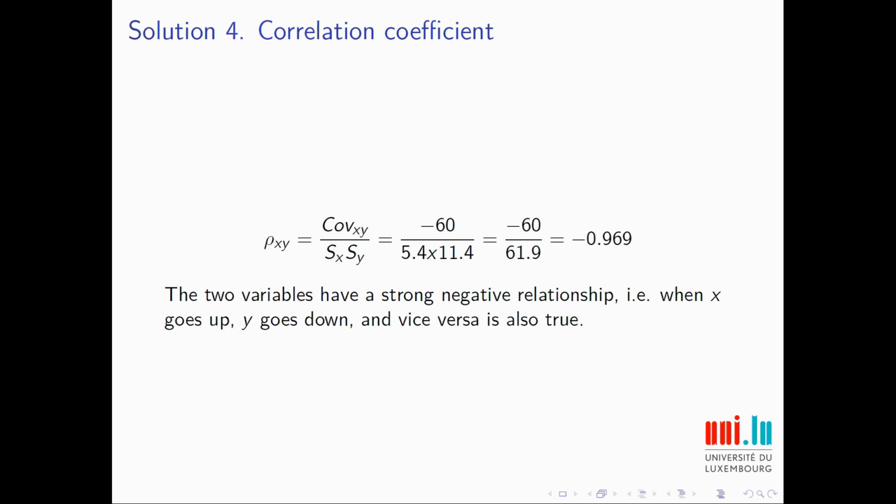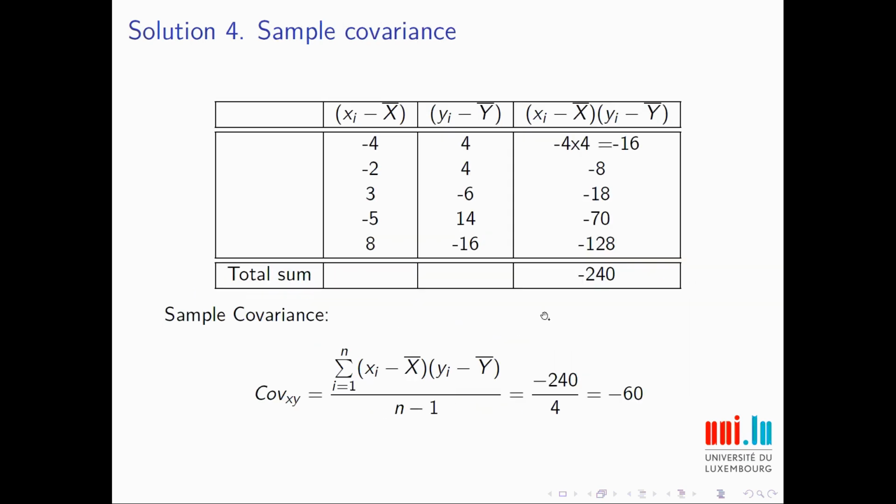And also, by calculating covariance, we cannot say too much about the interdependence of our data. Because actually, minus 60, is it a lot? Is it a strong negative relation? By calculating covariance, we can say only about the sign of our dependence.